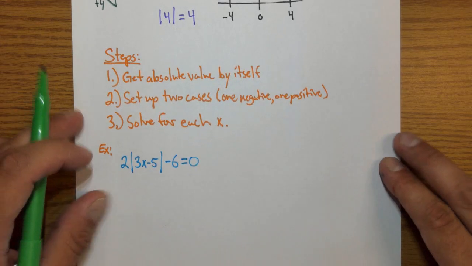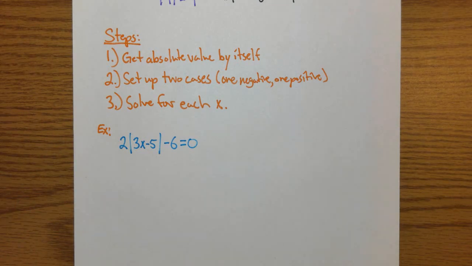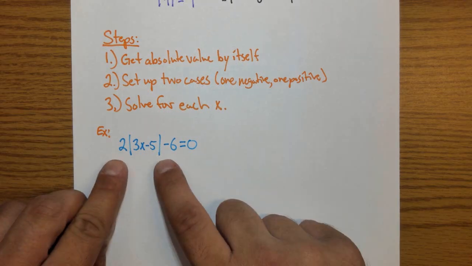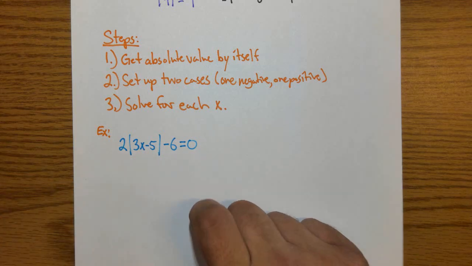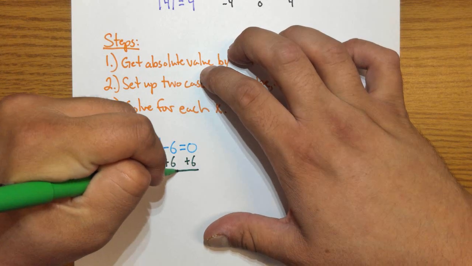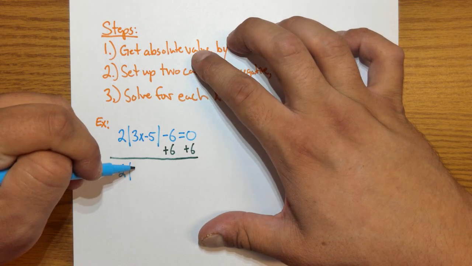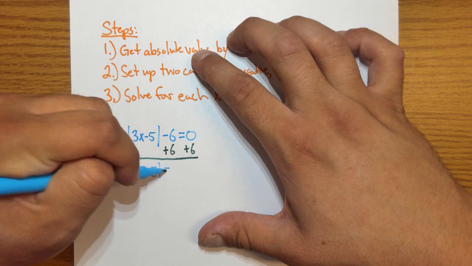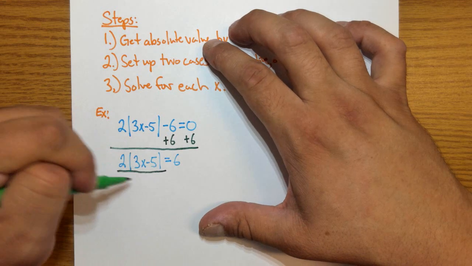So, let's take a look at this first example here. We have 2 times the absolute value of 3x minus 5, minus 6 equals 0. So the first step, let's get the absolute value by itself. Notice that we have a 2 being multiplied and a 6 being subtracted. So let's get those over here. We want the absolute value by itself. So what we're going to do is first add 6 to both sides, which will give us 2 times the absolute value of 3x minus 5 equals 6. And then notice that we have this 2 being multiplied, so we want to divide both sides now by 2.